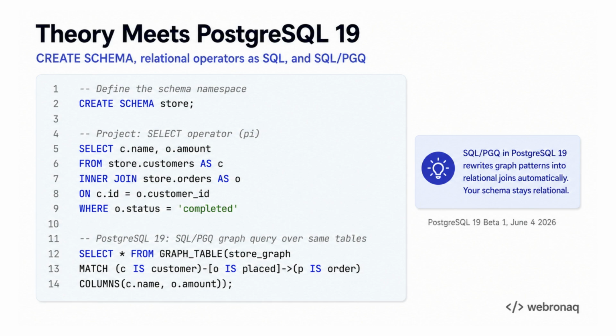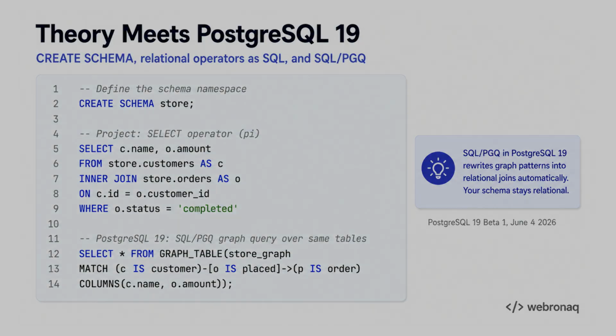Now here is the exciting part specific to PostgreSQL 19 Beta 1, released just this month. The new SQL/PGQ feature lets you declare a property graph over those exact same relational tables and query relationships with graph-style pattern matching. Underneath, PostgreSQL rewrites the graph pattern straight back into relational joins. Your schema stays relational. You just gained a new way to express traversals on top of it.